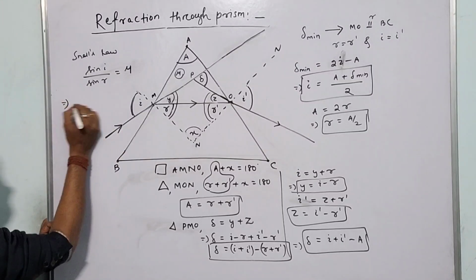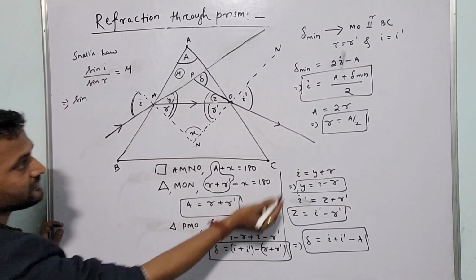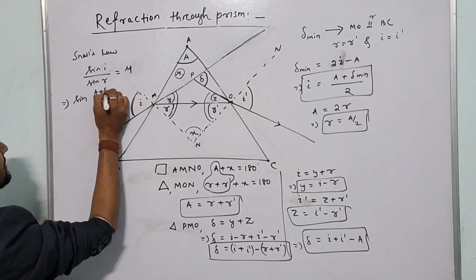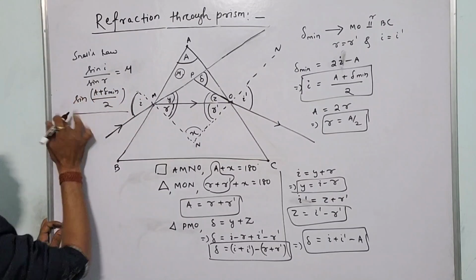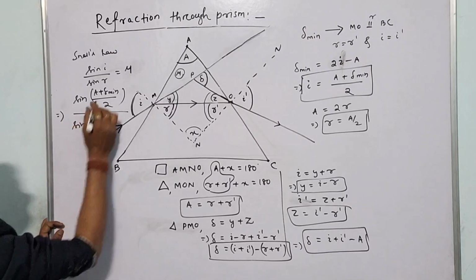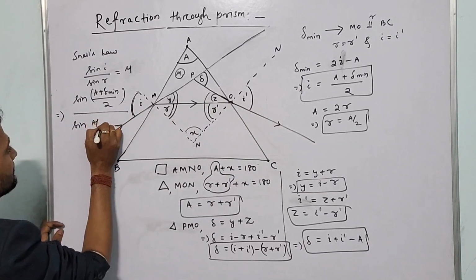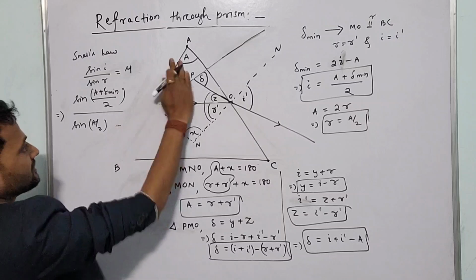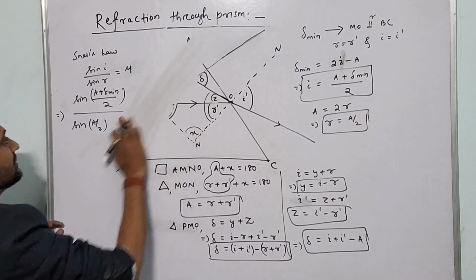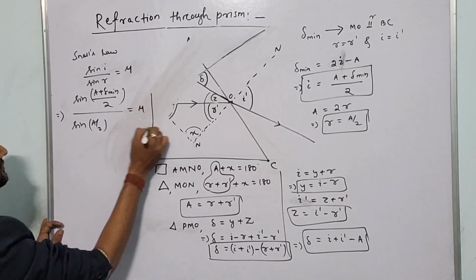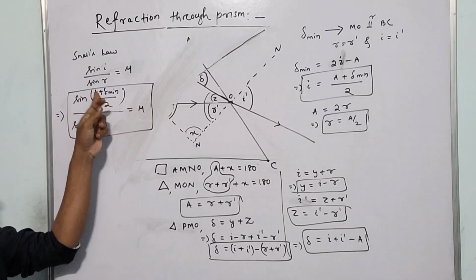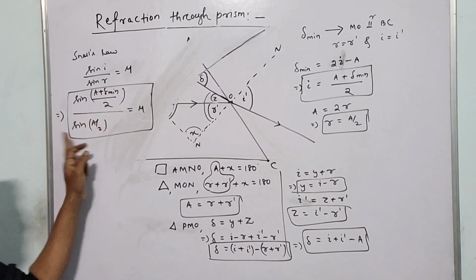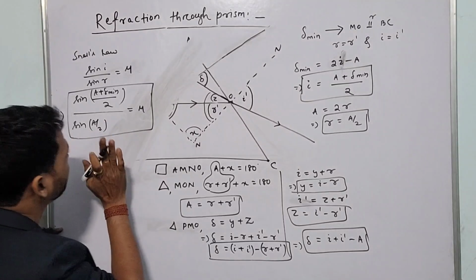ठीक है. सो इसमें साइन आई कितना है? ए प्लस डेल मिनिमम बाई 2. ठीक है. एंड आर कितना है? ए बाई 2. विल बी इक्वल टू हाउ मच? म्यू. सो ये हो गया फाइनल एक्सप्रेशन. म्यू विल बी इक्वल टू साइन ए प्लस डेल मिनिमम बाई 2 बाय साइन ए बाई 2. इट इज क्लियर?